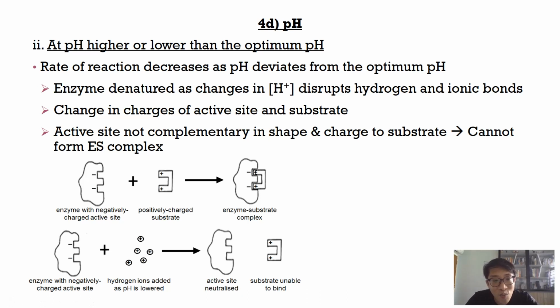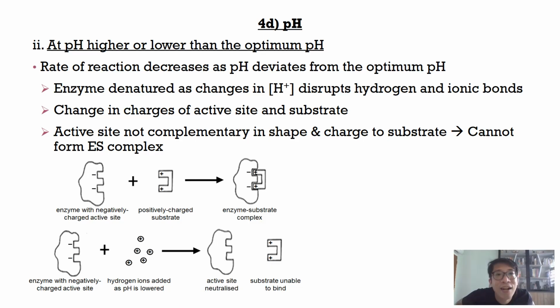And this is without considering the change in the shape of the active site, because the picture only shows you the change in the charge. So coupled with the change in the shape of the active site due to denaturation, that would bring about a very sharp decrease, and therefore explains why the curve for the pH graph is usually more narrow. Alright? Okay, so just a bit more.